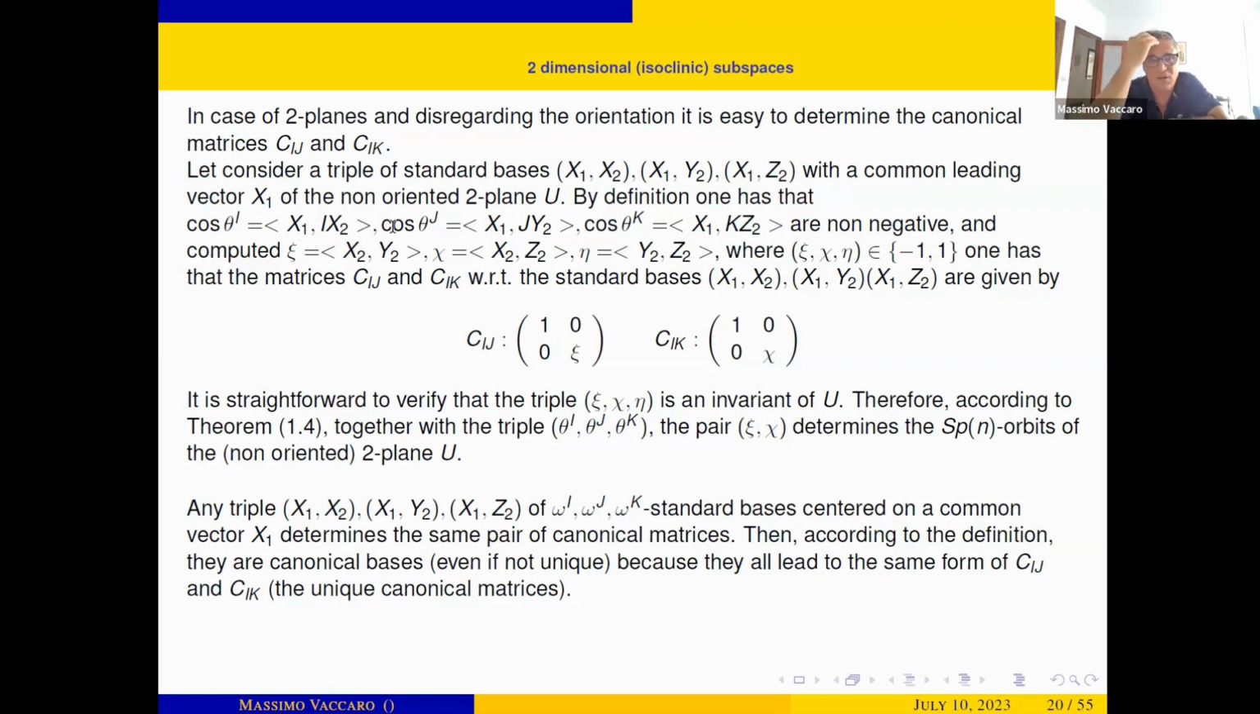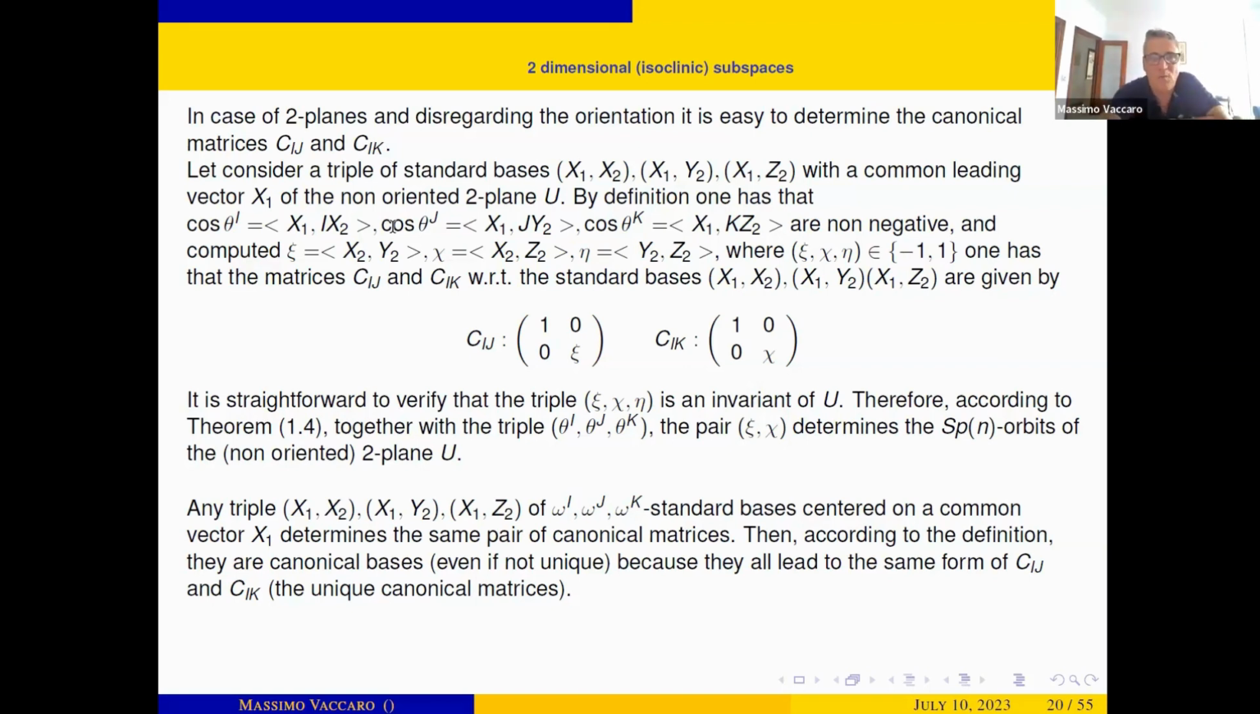Then the matrices Cij with respect to the basis are given by these two matrices. It is straightforward to verify that this triple is an invariant. This is important: if I change basis, the matrices remain the same. So I have many standard bases, but I always have the same matrices. This is exactly by definition. What is a standard basis? It is a canonical basis and a canonical matrix. The matrices are always the same. The bases can be many, but they always give rise to the same matrix. Therefore, even if they're not unique, we call them canonical bases.